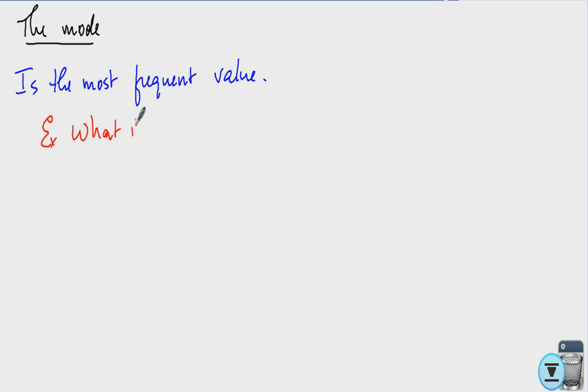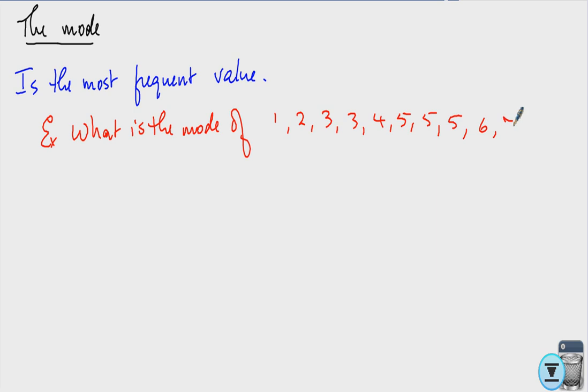For example, what is the mode of 1, 2, 3, 3, 4, 5, 5, 5, 6, 7, 8, and 8? As we can see, there are 3 5s, which are the most common, so we can say that the mode is 5. Sometimes there might be more than one mode. So for example, if there were 3 5s and 3 8s, the mode would have been 5 and 8. Okay?